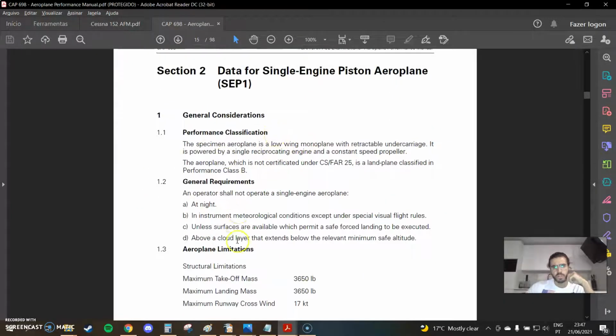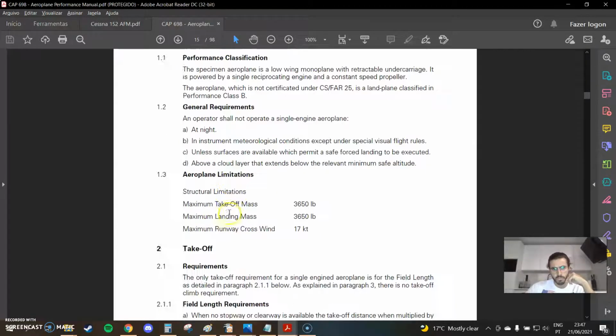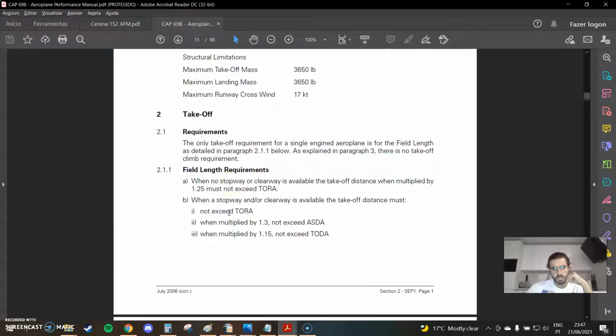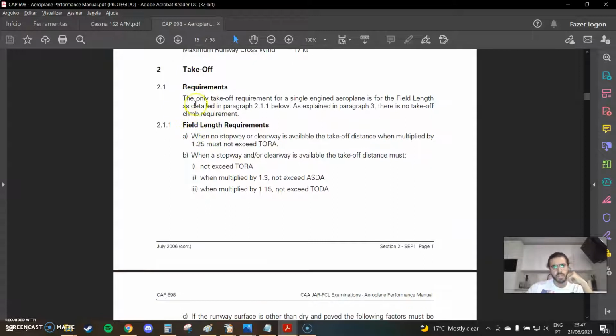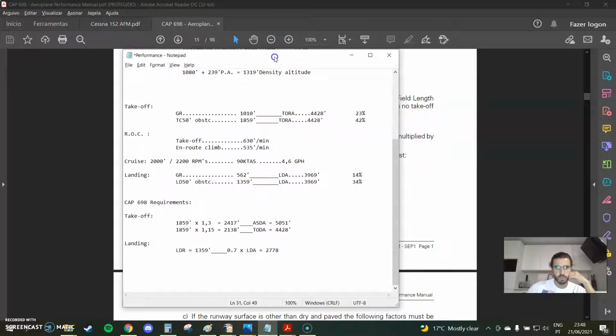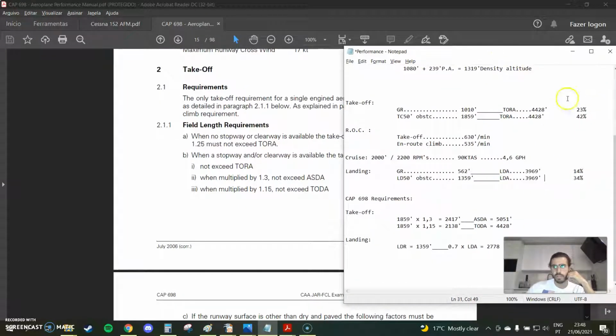So first of all, this is what I want. Takeoff requirements, field length requirements, when no stopway or clearway is available. We have both stopway and clearway, so this is not for us. When a stopway and/or clearway is available, the takeoff distance must not exceed takeoff runway available, and we already saw that here, right?